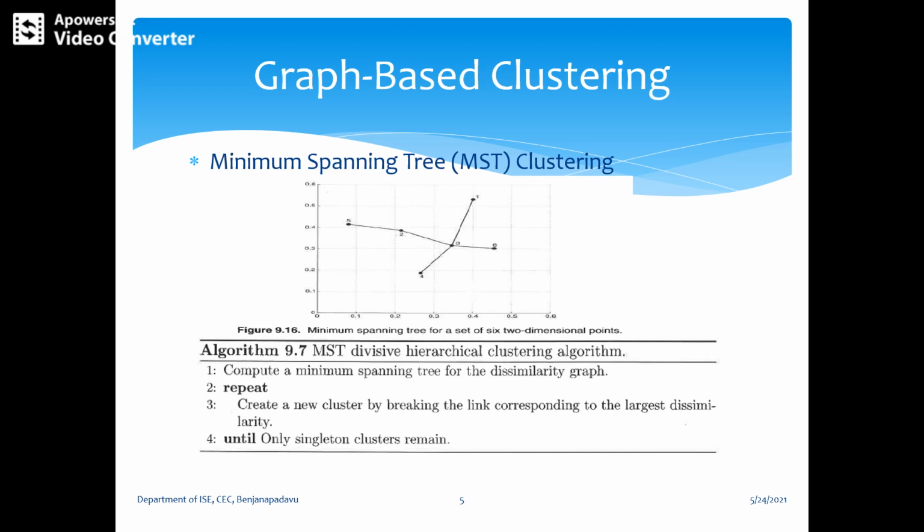The terminology here, minimum spanning tree, assumes that we are working only with dissimilarities, or in the case of distances. So we will follow this type of convention. Step 1 says compute a minimal spanning tree for the dissimilarity graph. Repeat: create a new cluster by breaking the link corresponding to the largest dissimilarity until only singleton clusters remain.